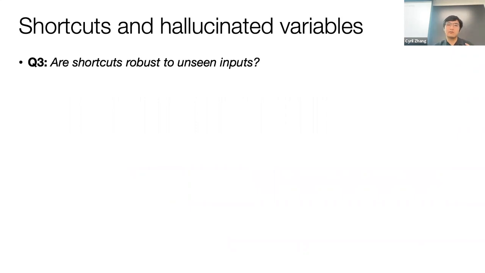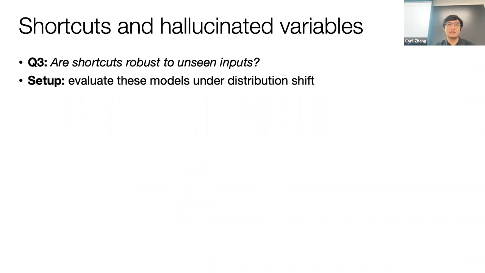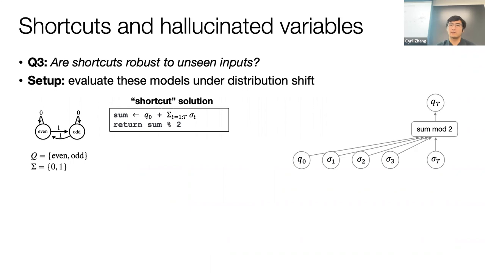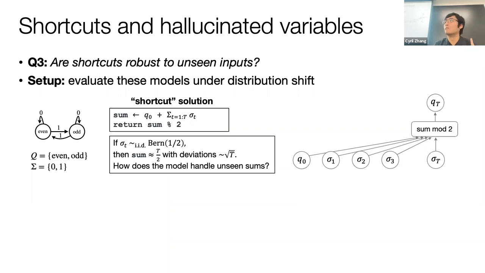There's this question of whether these shortcut solutions have some kind of statistical brittleness. The setup here is to simply evaluate these models under out-of-distribution sequences. So we can perform this thought experiment, again for this parity semi-automaton and the shortcut solution. Well, we notice that the shortcut solution is doing something kind of fishy. It's taking a sum.